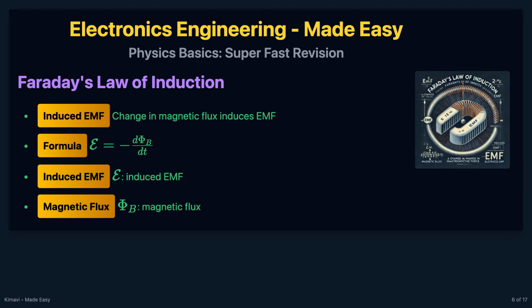Faraday's law states that a change in magnetic flux through a circuit induces an electromotive force, or EMF, in the circuit. Mathematically, it is expressed as E equals negative d phi sub B over dt, where E is the induced EMF and phi sub B is the magnetic flux.